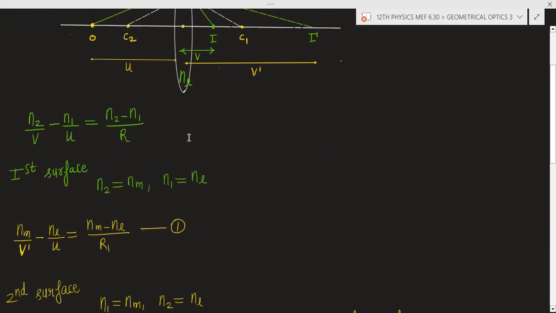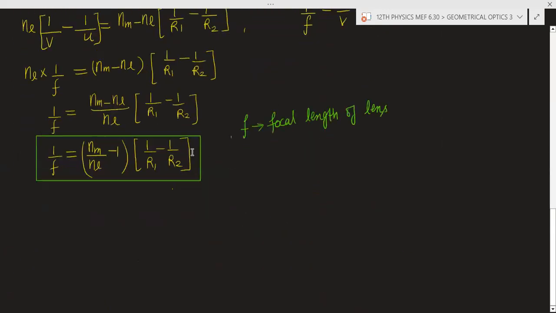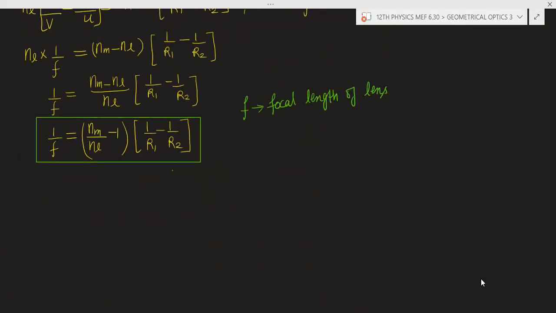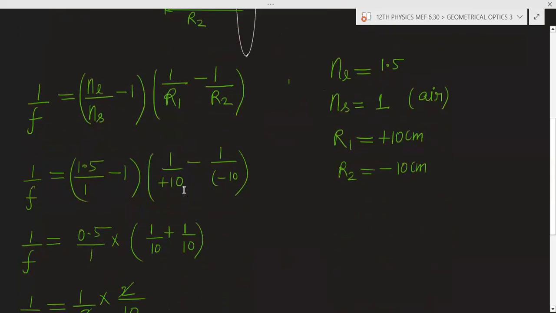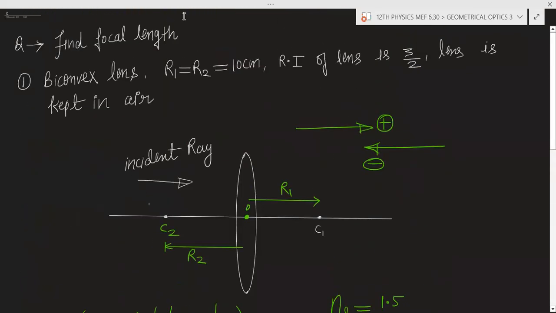So this is the derivation of the lens maker formula. How you will derive the lens maker formula: you have derived it by using the concept of the formula of refraction from a spherical surface, and finally you got this formula. And for calculating the focal length of the lens with the given data, you will use this formula.